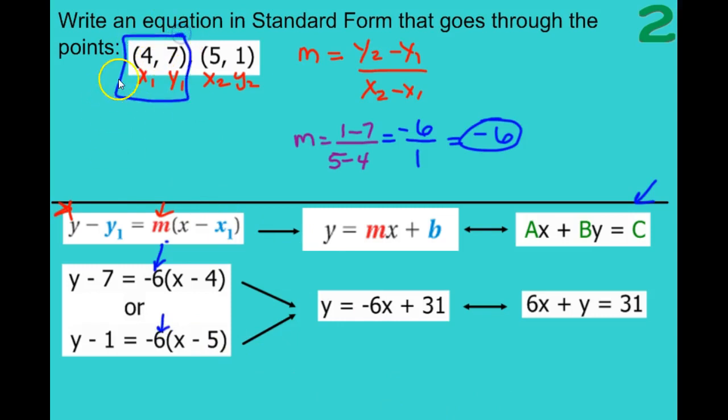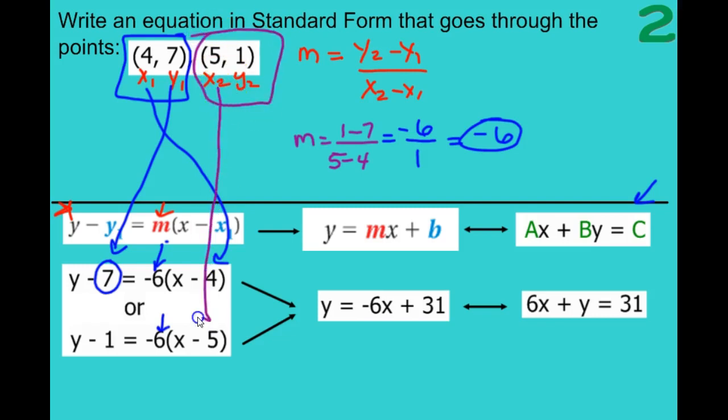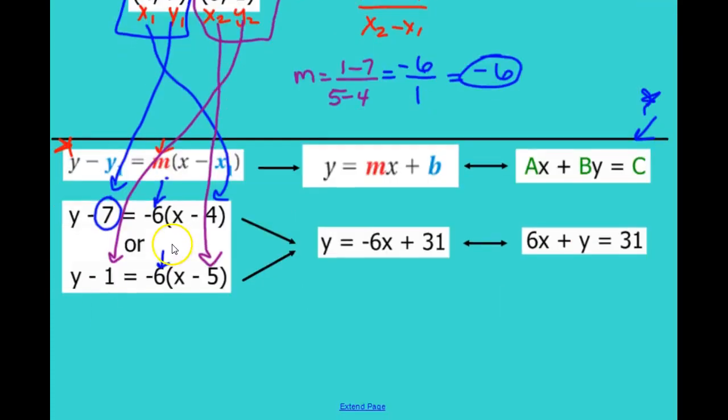If we wanted to use this point, we would write y minus y1, which is 7. They already plugged that in, equals our slope, negative 6, and then x minus x1, which is 4. We could have used the first point for that one, or the second point. If they use the second point, x2 would go here as 5, y1 would go here, which is 1. Now, they showed you both of those already written out, but our goal is to get over here to standard form. Well, to get from this form to this form, we could go through y equals mx plus b, or slope-intercept form. All we have to do is solve for y to get y all by itself.